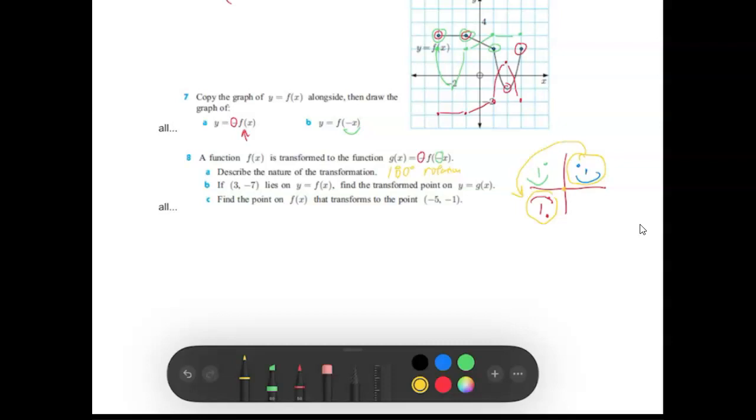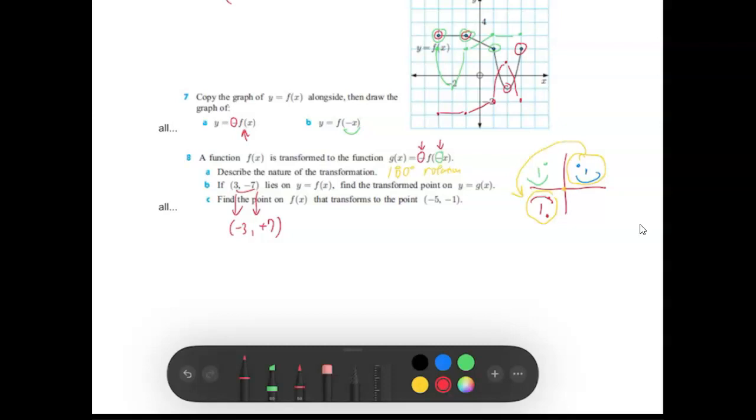What about B? If 3, negative 7 lies on f of x, find the transformed point on y equals g of x. Okay, so in this case, remember, g of x is a 180 degree rotation, or we're basically inverting both the x and the y coordinate. So if we know that it starts out as 3, negative 7, basically we just need to invert the sign of both of these coordinates, and then we would end up with the rotated point. So the 3 would become negative 3, and the negative 7 would become positive 7. Because all we did was two reflections. We did an x-axis reflection and a y-axis reflection. So the x-coordinate reflects and the y-coordinate reflects. So that's pretty easy to find.